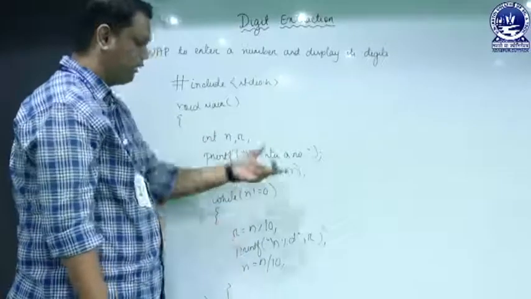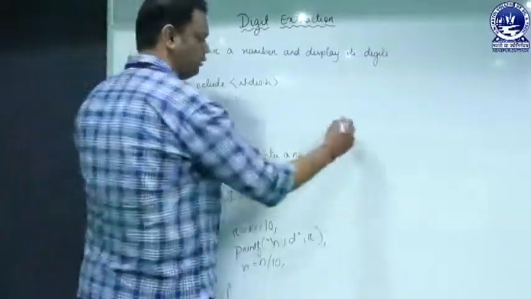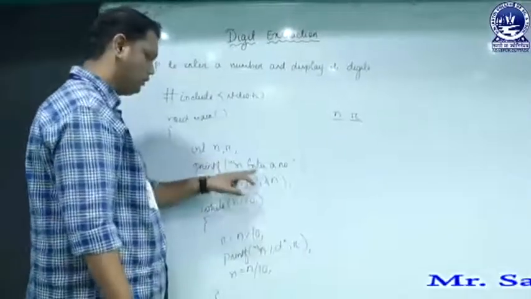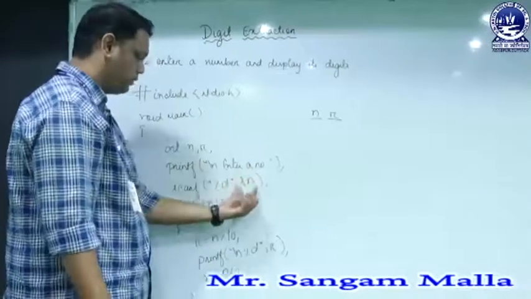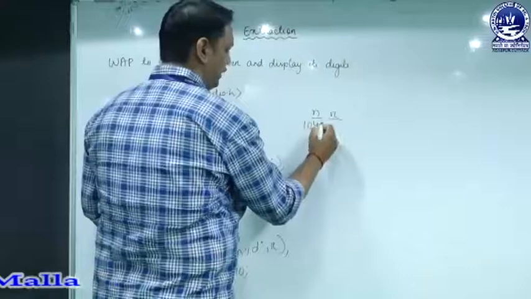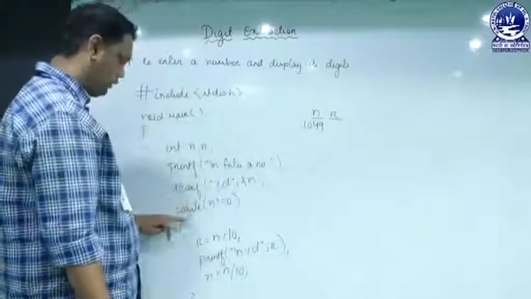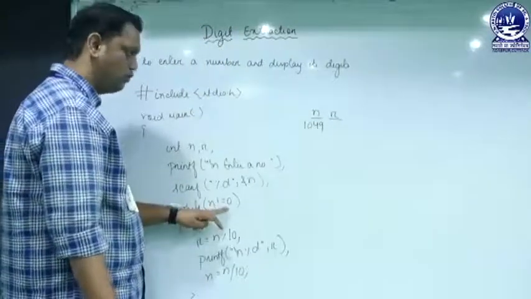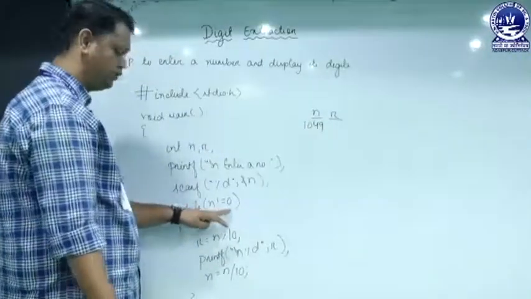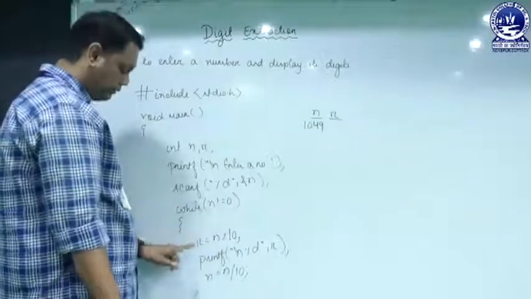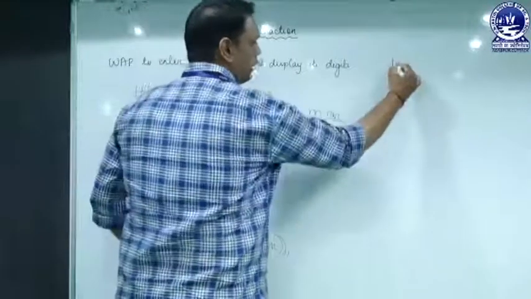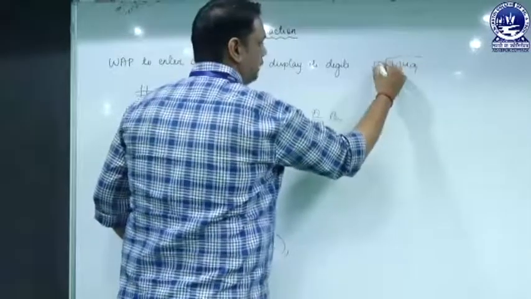Now we will understand it by taking an example. Let's say we have taken two variables, n and r. So here the question arises: enter a number. Now we will enter a number in n. Let's say I have entered 1049. Now it will check whether n is not equal to 0. 1049 is not equal to 0. Yes, true. Now it will enter the block: r equal to n modulo 10. So n modulo 10 means 1049 will be divided by 10.